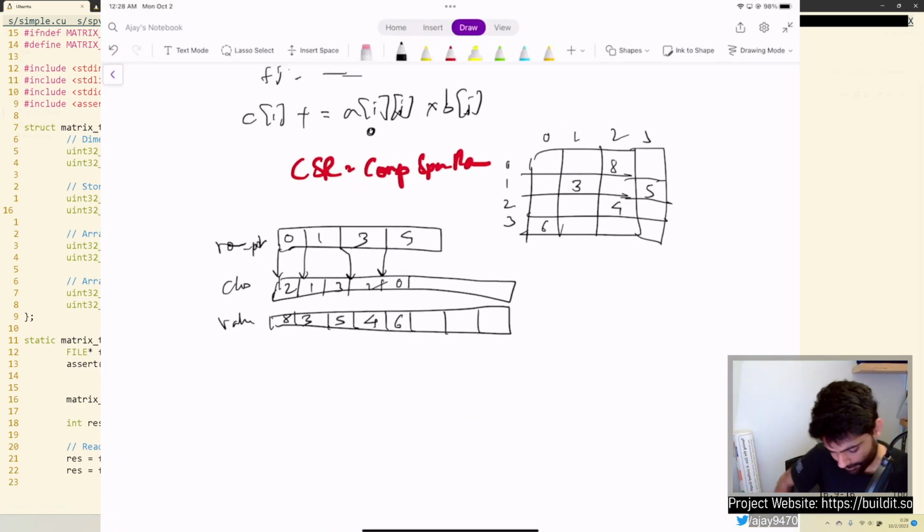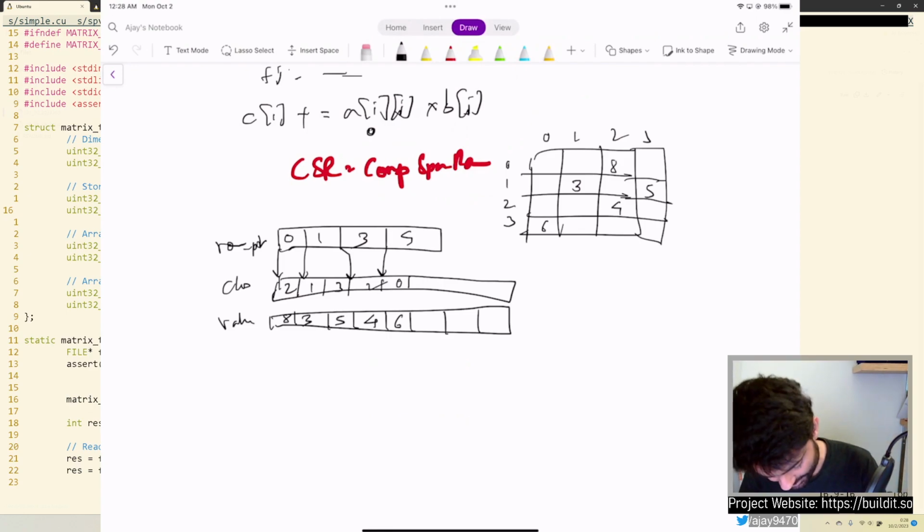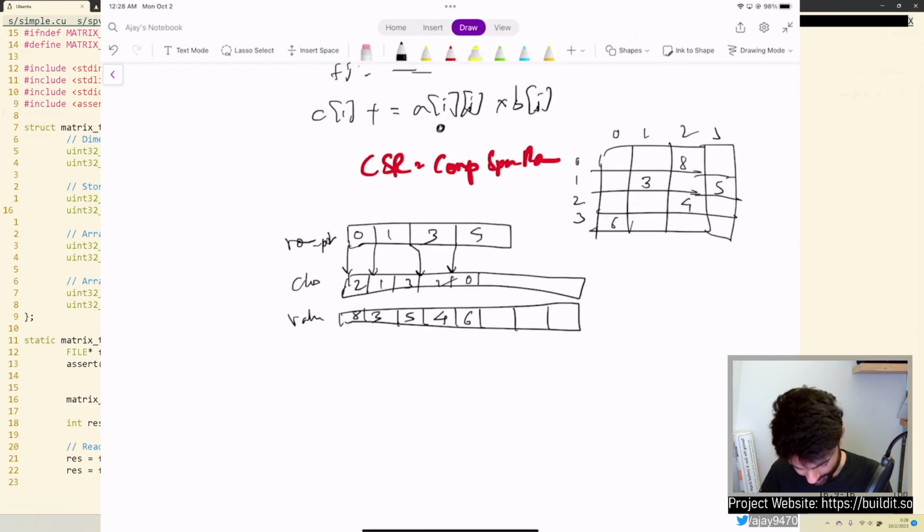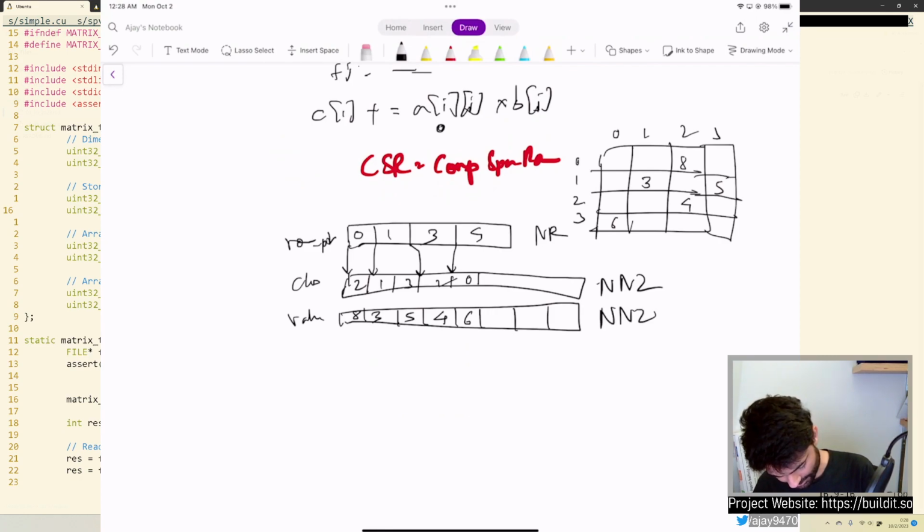So we have a 4 by 4 matrix which has elements 8, 3, 5, 4, 6. And I'm representing it as a compressed sparse row representation, which looks like this. So we have a row PTR, whose size is the number of rows. The size of the columns array is the number of non-zeros, and the size of the values array is again the number of non-zeros. The second is called the columns array, which stores which column those non-zeros are in, and the final array is the values array, which actually stores the values.